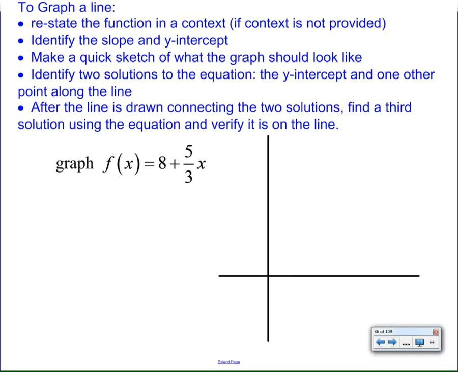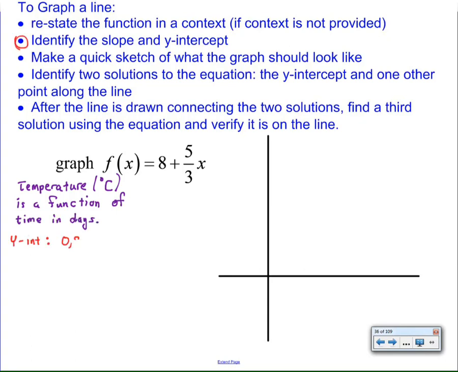So here's where you start. You start with the context, and this time I'm going to talk about temperature over time because I'm optimistic. I want temperature to increase. But I will say temperature in degrees Celsius is a function of time in days. I'm just making stuff up. I want it to be semi-reasonable within the context. Anyway, the second thing says identify the slope and the y-intercept.